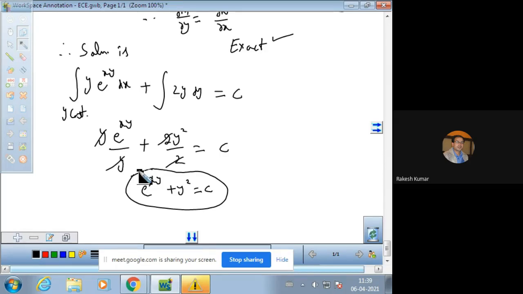So in this way we can easily find out the solution of the exact differential equation. In the next class, we shall continue with how to form an exact differential equation. The equation which is not exact, how to make it exact, this we will find out in the next class. So I conclude my class here.